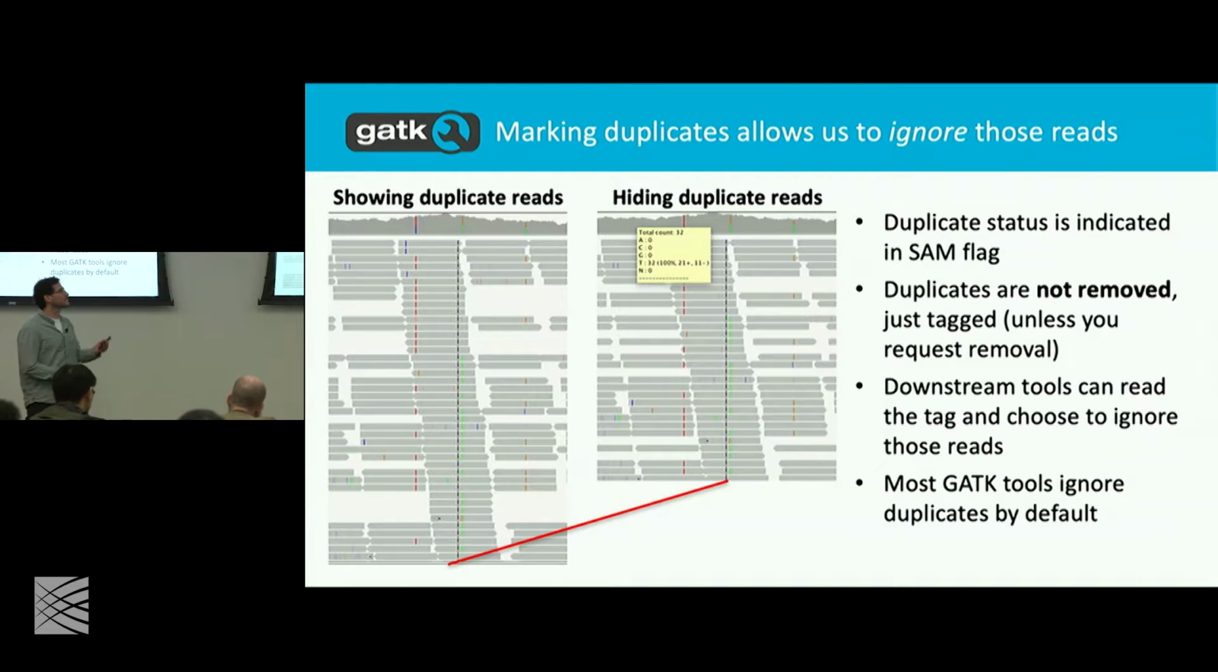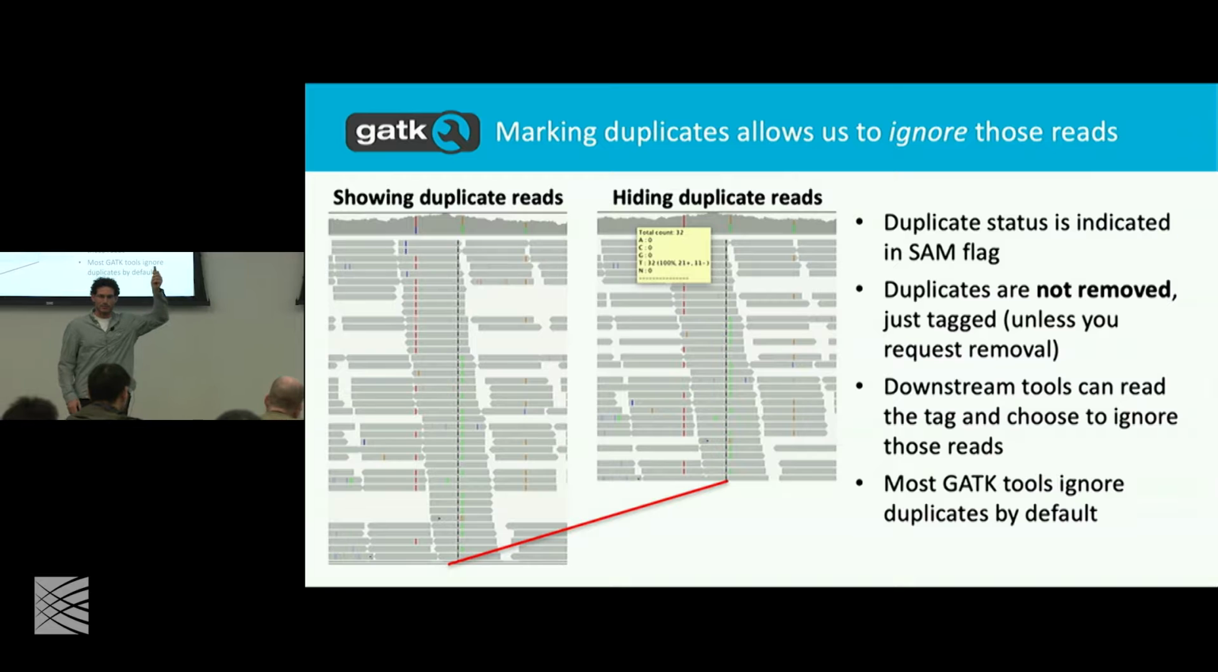The duplicate status is in one of those flags, the flags that I showed you before. One of the bits says yes, this is a duplicate. The standard way you run mark duplicates does not remove the duplicates, it just marks them as duplicates. You can ask mark duplicates to remove the duplicates for you. We don't do that.